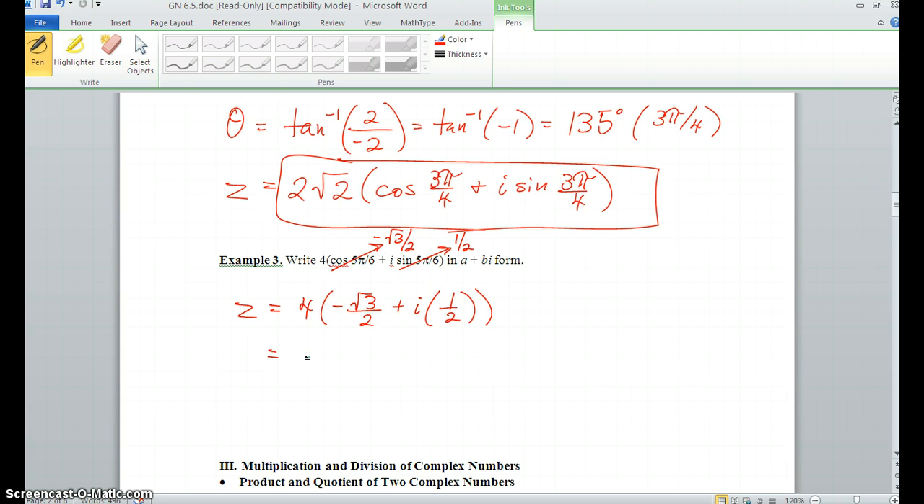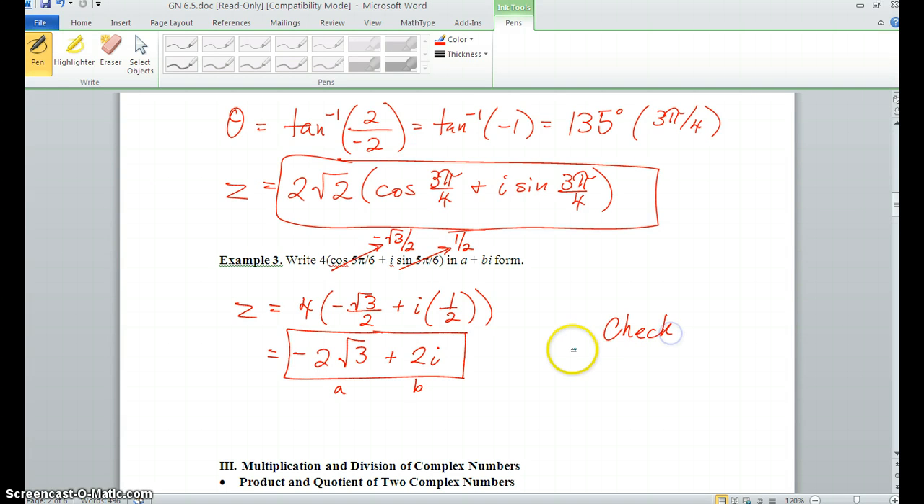Okay, simply now just distribute the 4, or just take 4 divided by 2, easy enough, so negative 2 radical 3, and then distribute it to this term, and you get plus 2i. Ladies and gentlemen, that is your final answer. This is your A, this is your B. So a plus bi form is what we see. Now let's check to see that our work paid off.